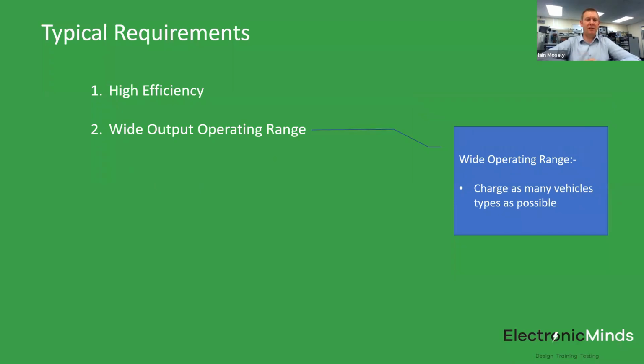The second thing is you want to have a very wide output operating range. And in a few slides' time, I'll discuss what I mean by that. But essentially, what it means is we want that DC box of power electronics to be able to charge all sorts of different batteries, charge as many different types of vehicles as possible, so that any vehicle could pull up and charge from it is really the ideal case.